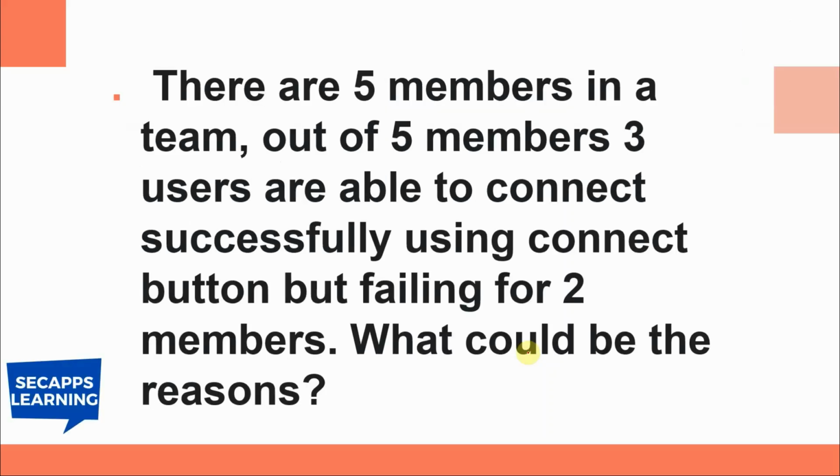There are 5 members in a team. Out of 5 members, 3 users are able to connect successfully. So this was also the correct answer, guys. The issue was related to PSM. Let's say you have multiple PSMs, and for 2 users the connection is going through other PSMs, and those PSMs are having issues. So that's why 2 users might face some issue, like they are not able to connect, or they are having some connectivity error. So that is possible.